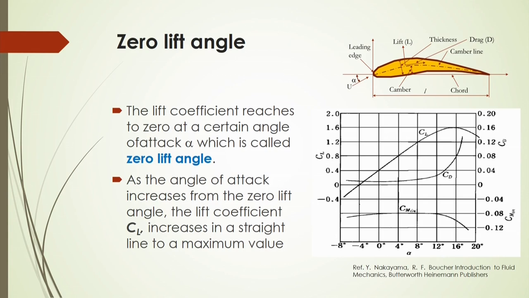So, we can say an interesting point: what does the zero lift angle mean? At 0 degree you will see the lift coefficient reaches 0, and that is represented at the zero lift angle. Here, when the lift coefficient is 0, that is at minus 4 degrees. If I have this minus 4 degree angle, then you will see the lift coefficient will be 0. So that angle will be called the zero lift angle.